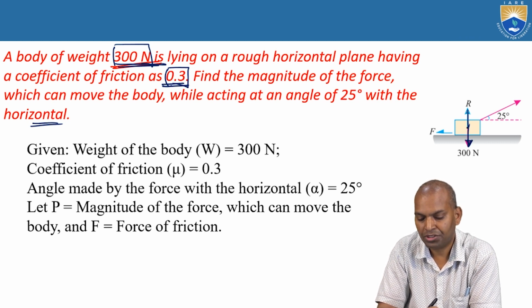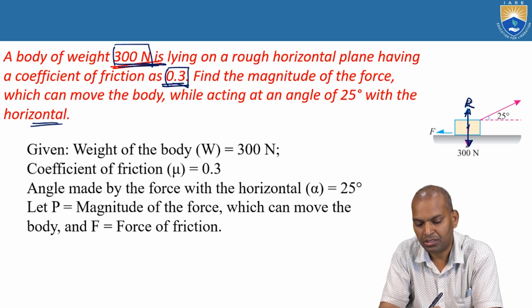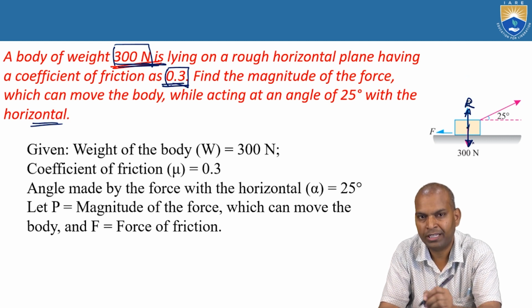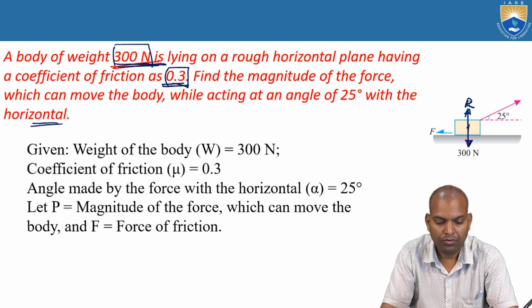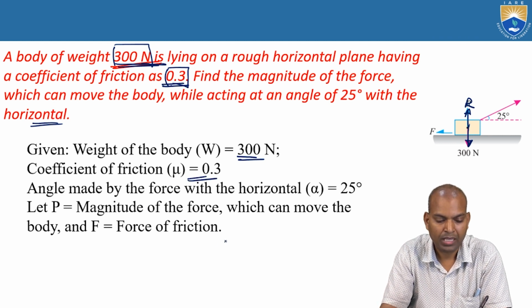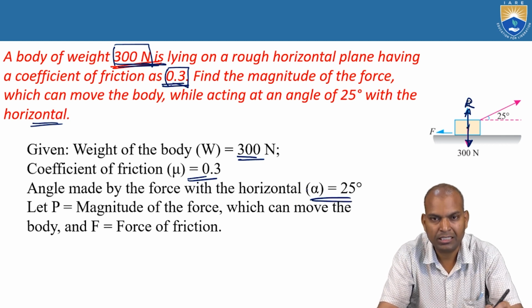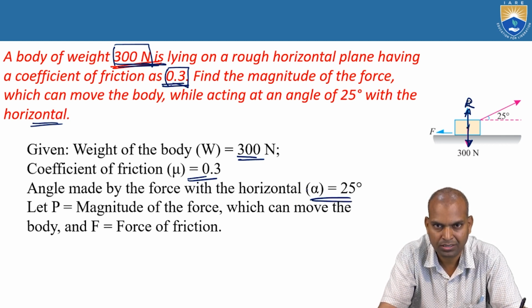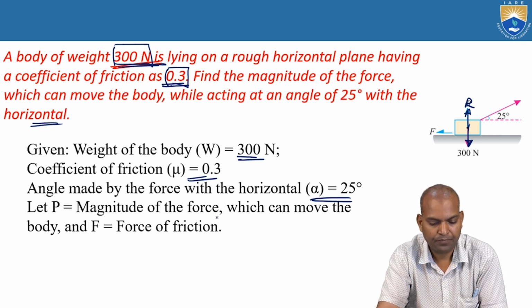The normal reaction always acts normal to the surface. According to the law of transmissibility of force, the normal reaction passes collinear through the center of gravity of the body. Here the given weight of the body W equals 300 newtons, the coefficient of friction mu equals 0.3, and the angle made by the force with the horizontal is 25 degrees. This alpha is not the angle of friction.